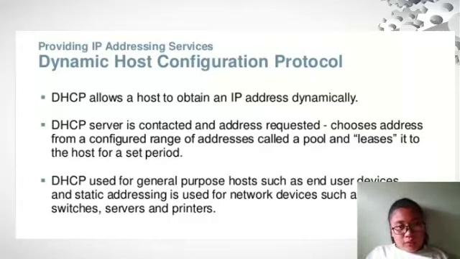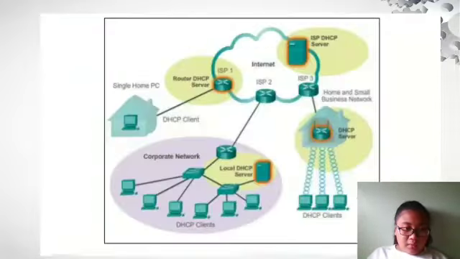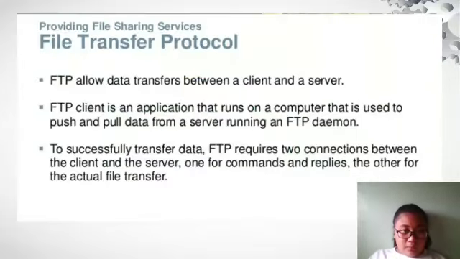Dynamic Host Configuration Protocol allows a host to obtain an IP address dynamically. A server is contacted and an address requested. It chooses an address from a configured range of addresses called the pool, or leases it to the host for a set period. DHCP is used for general purpose hosts such as end user devices, and static addressing is used for network devices such as gateways, switches, servers, and printers, as shown in this figure.